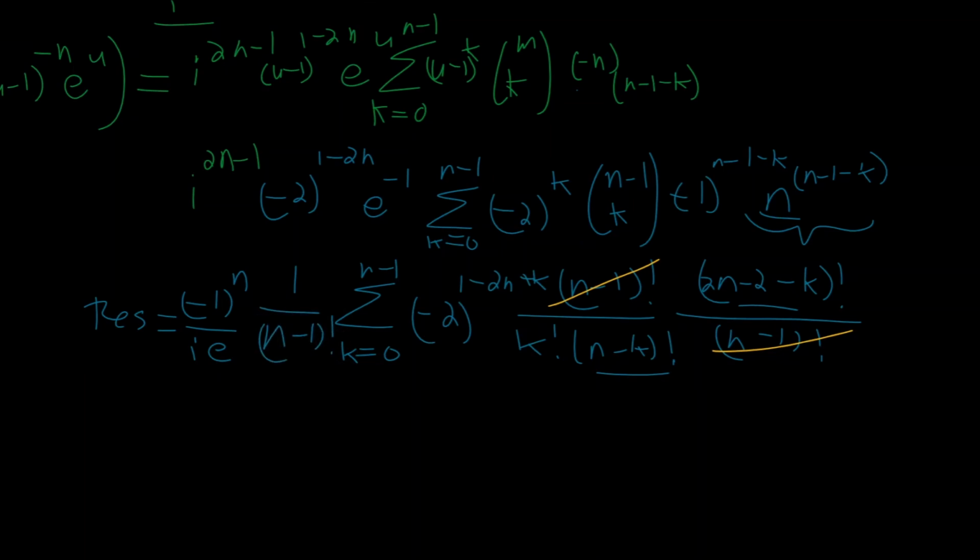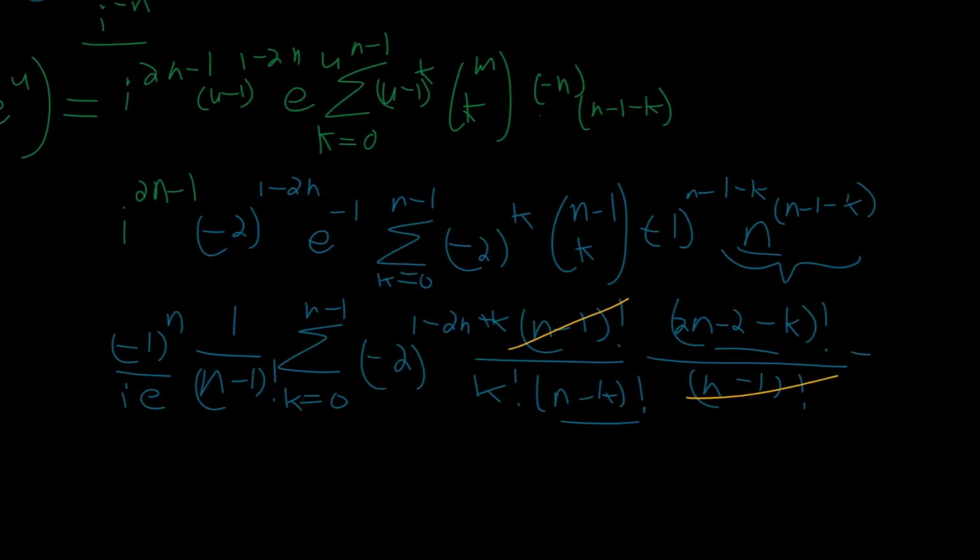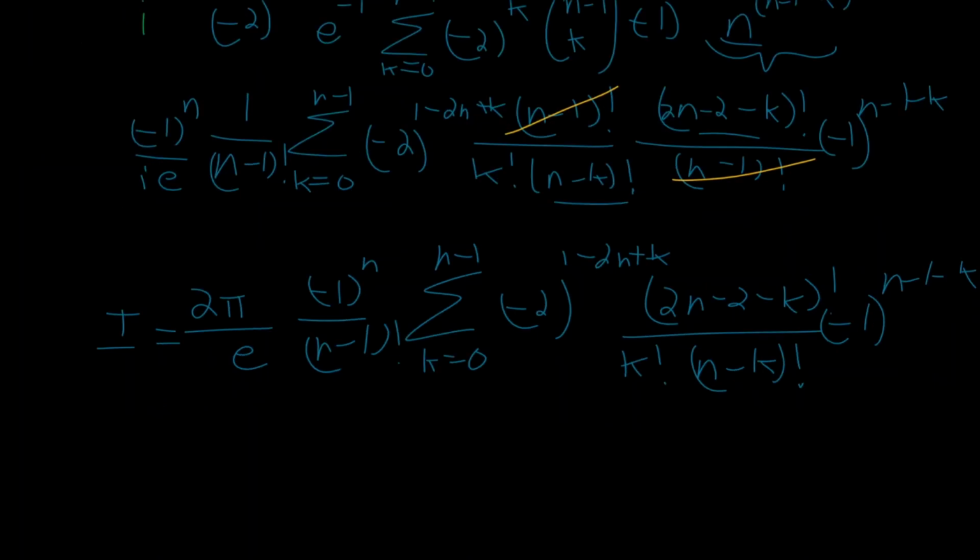The reason for that is because it just comes from the formula for a residue. But we have 2 pi i times the sum of our residues. So multiplying this by 2 pi i, and adding in our negative 1 term, this negative 1 to the n minus 1 minus k, we find that our total integral, multiplying by 2 pi i, is going to be the following. You will see that the i in the 2 pi i and the i in the denominator will just cancel, leaving us with 2 pi over e.